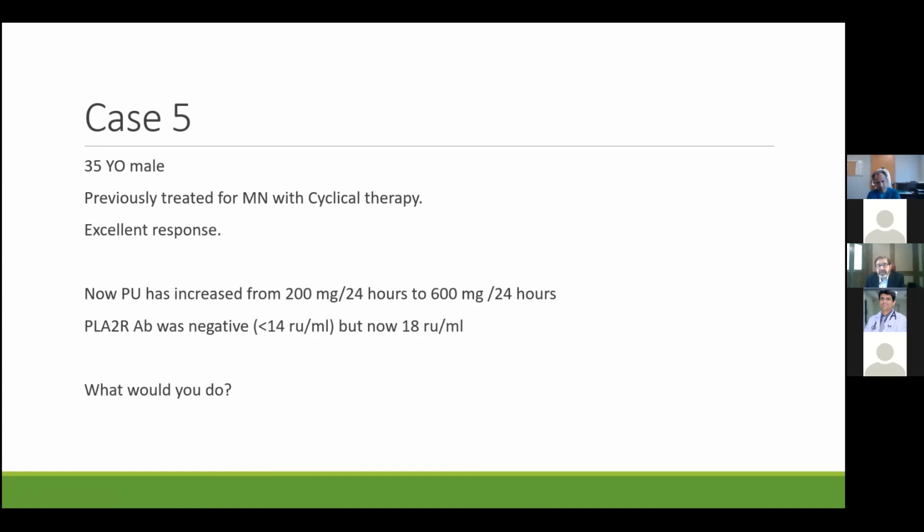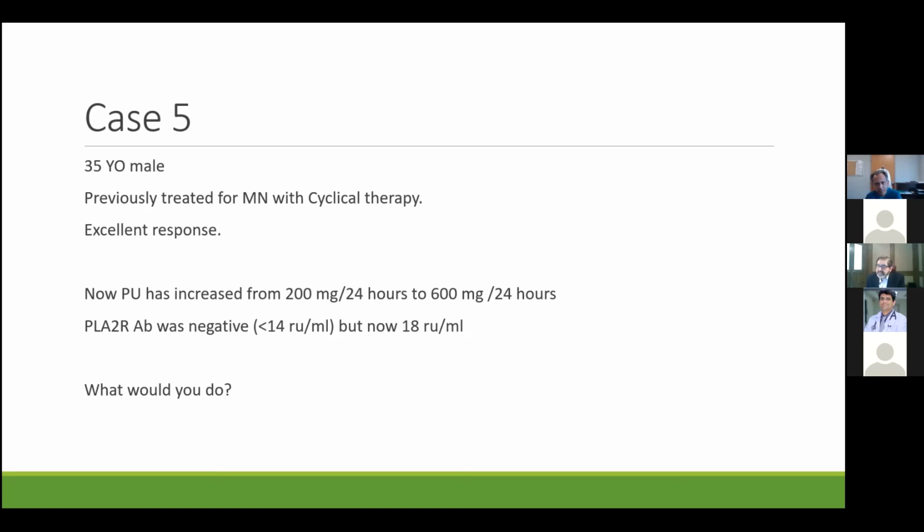Would you do anything? Would you start treating him again, give him another dose of rituximab or something? Or would you follow according to some form of a plan? What is the thinking? I think it's only observation at the moment. PLA2R blood levels are not too high, and the proteinuria is not too high either. So I think conservative measures are the things to do.